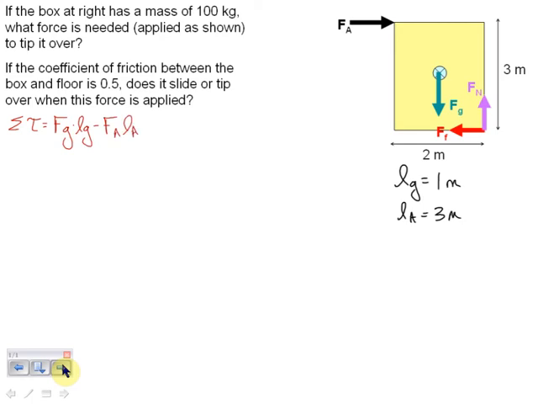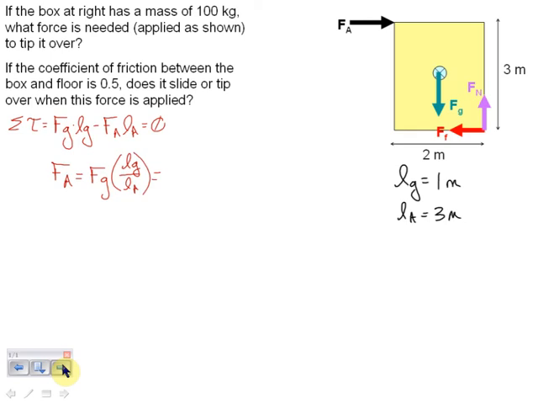Again, we're looking for what applied force is needed to just get this thing to tip. So the limiting case is going to be at the borderline of being in equilibrium. If we solve this for the applied force, the applied force needed is going to be the gravitational force multiplied by the ratio of the gravitational lever arm to the applied lever arm.